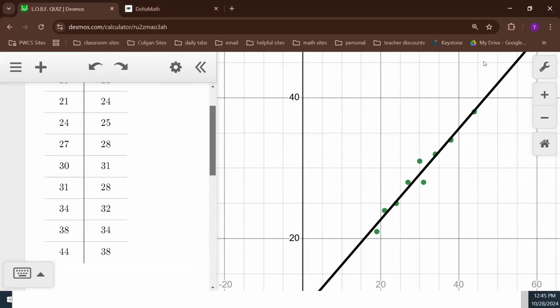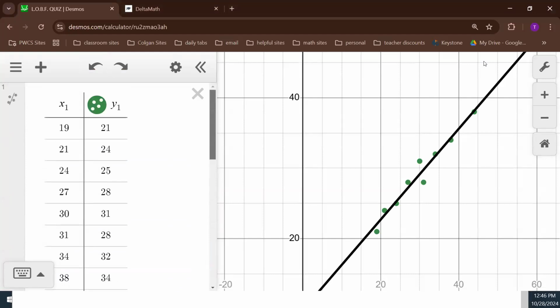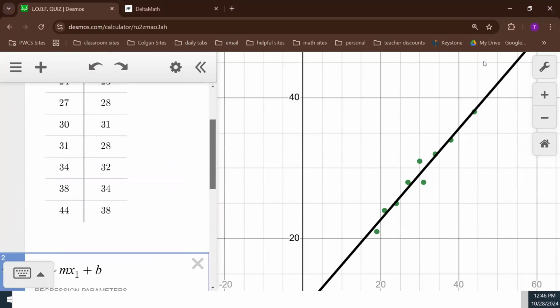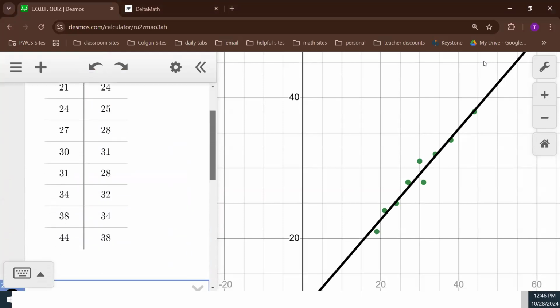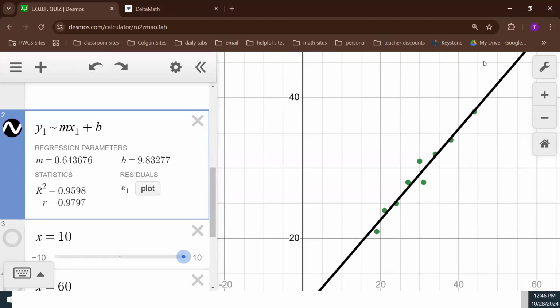If I put all this data into Desmos or the calculator, we would have got some line that looks like this. This is zoomed in, so you can see that this line best fits this data. The first question asked you to round to 1 decimal place. So rounding to 1 decimal place would have been y equals 0.6x plus 9.8.